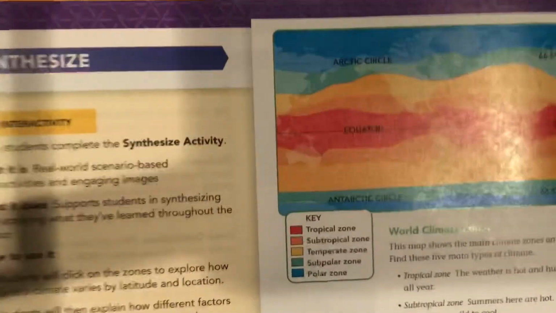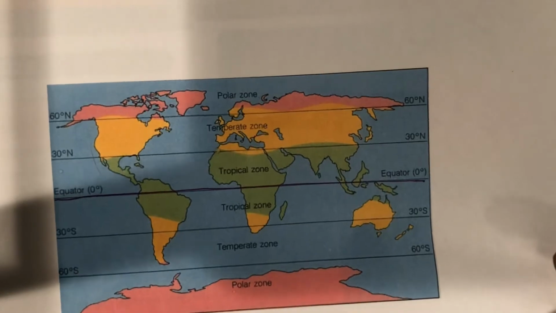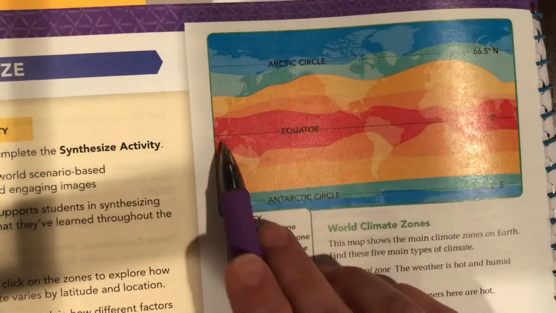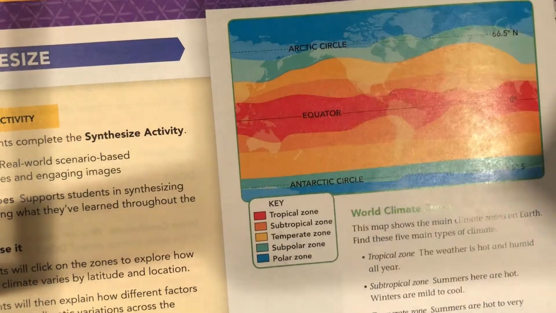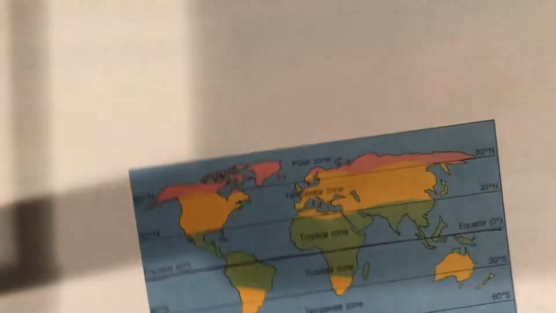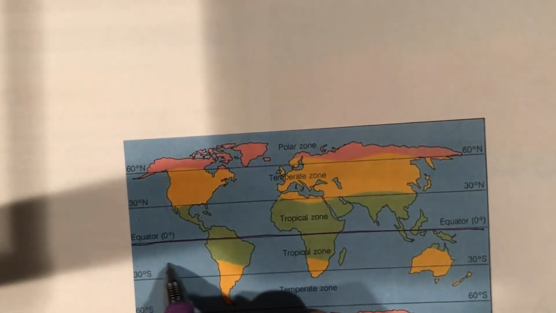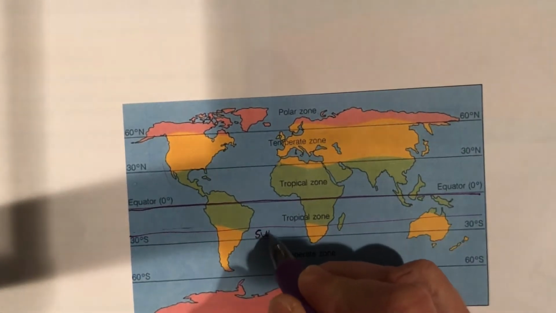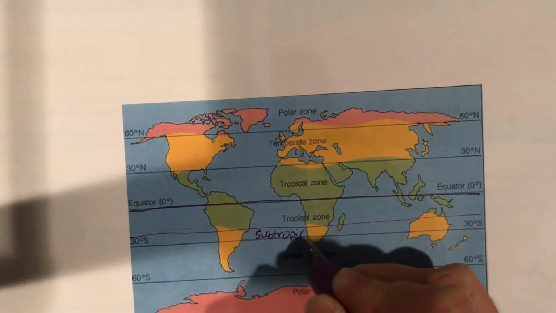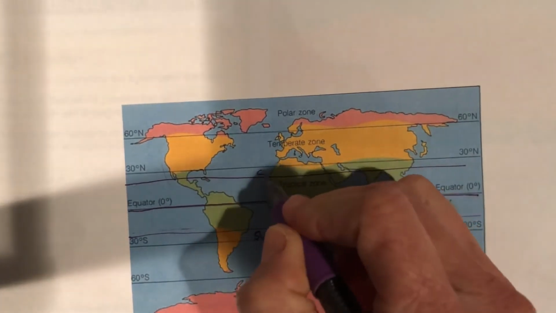Now, I like my map much better than this map. This is a better map to use. It's just a little bit more clear. This one is saying, here's the equator, and they're giving us tropical zones. Then they're dividing this area and saying this part is subtropical. Sub means below, right? Subtropical.